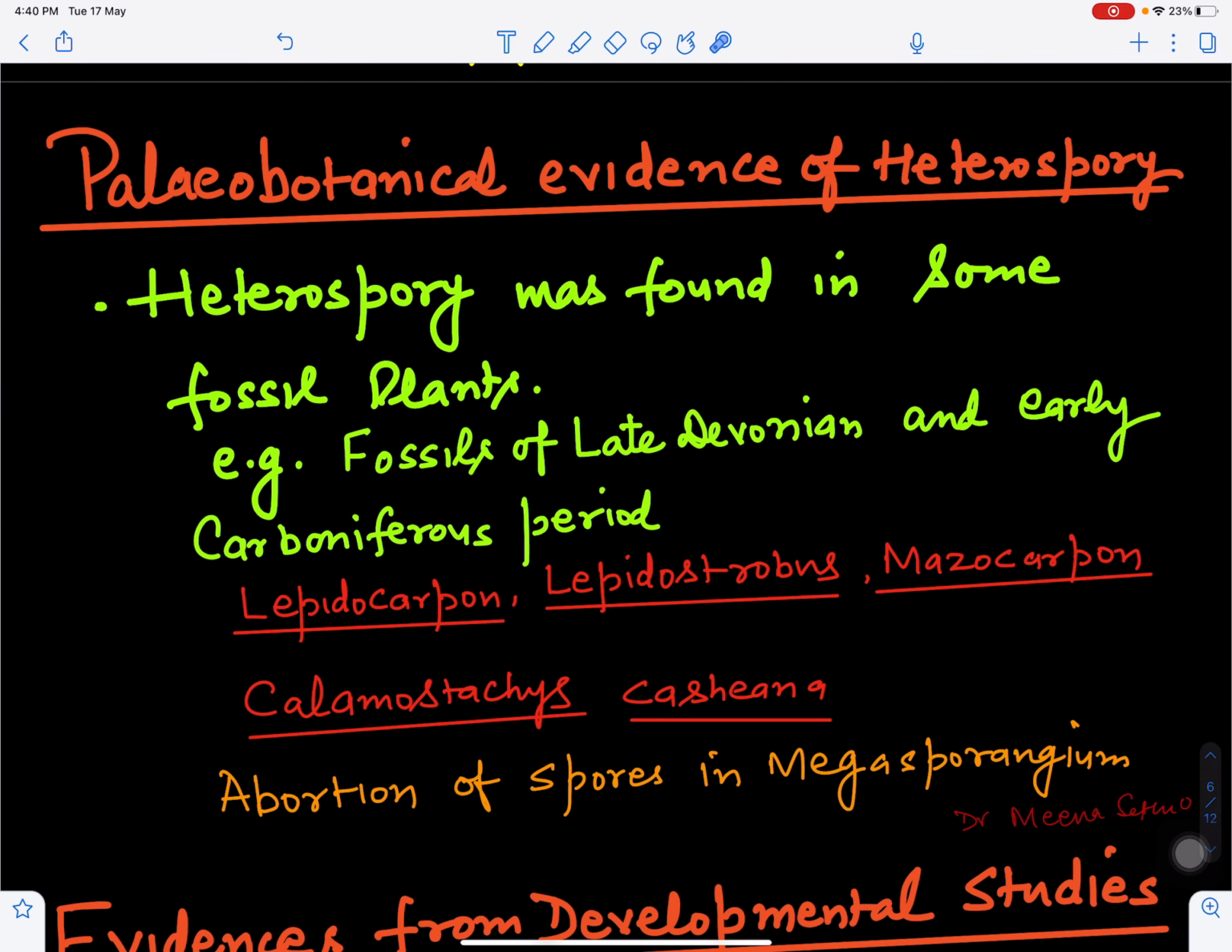फिर बहुत सारी स्टडी हुई कि सेलाजिनेला में जो स्टार्ट हुआ है हेट्रोस्पोरी का, टेरिडोफाइटा में मोस्टली होमोस्पोरी है, लेकिन हेट्रोस्पोरी भी मिल रही है. हेट्रोस्पोरी कुछ जेनरा में मिल रही है. तो इसके हेट्रोस्पोरी को फिर इसके फर्दर एविडेंसेस को स्टडी किया गया. तो बहुत सारे जो एविडेंसेस आए थे वो आए थे पेलियोबोटैनिकल एविडेंस ऑफ हेट्रोस्पोरी.